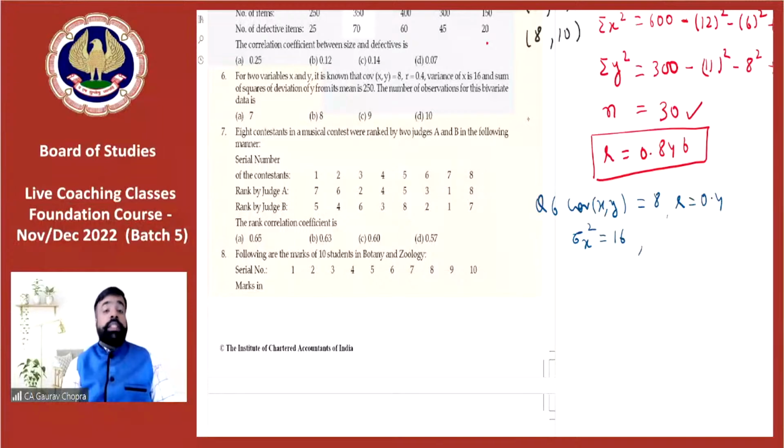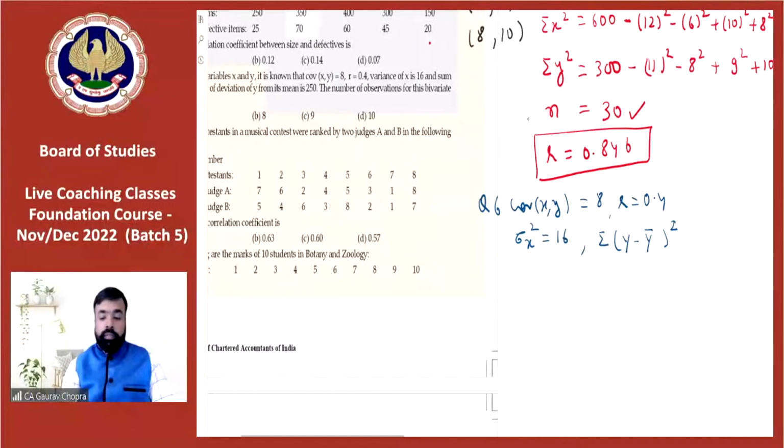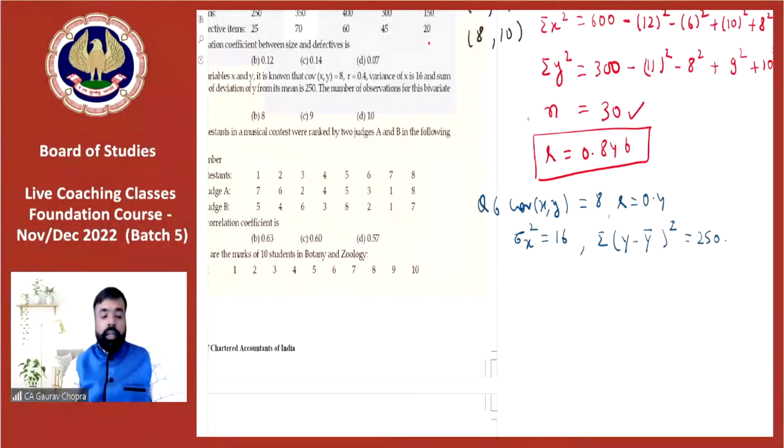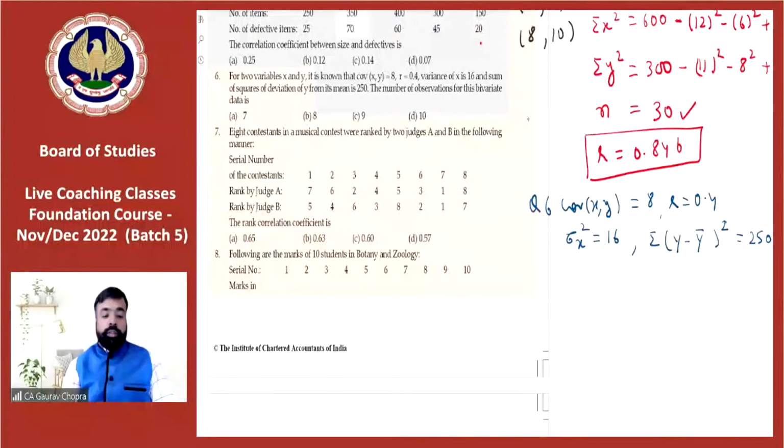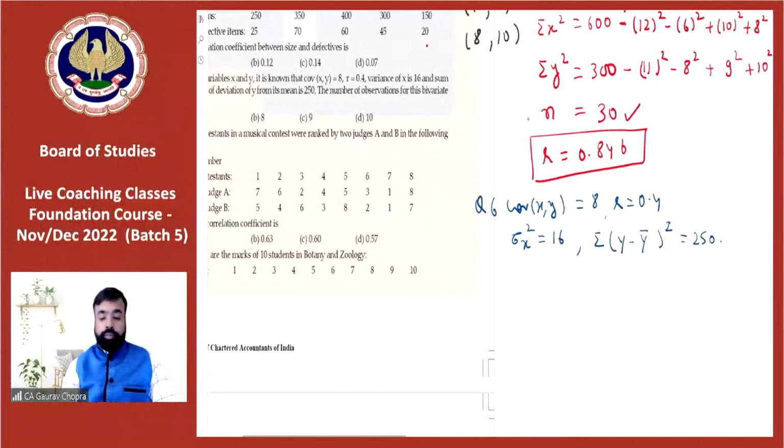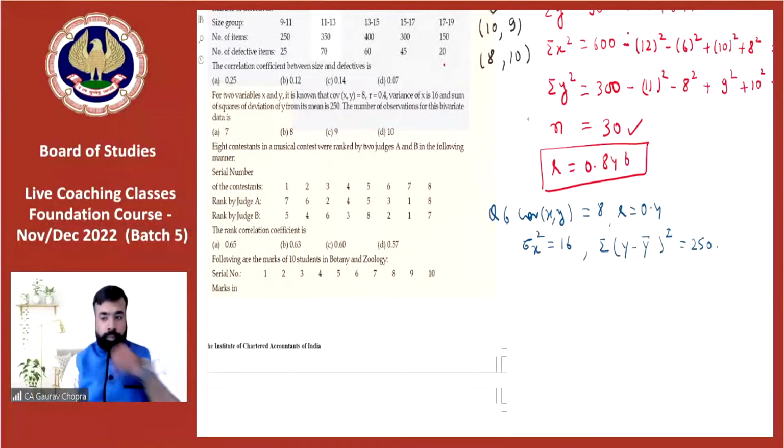And the sum of square of deviation of y from its mean, that is sigma y minus y bar whole square, is given as 250. Now we have to find out the number of observations of the data. How to find the number of observations?